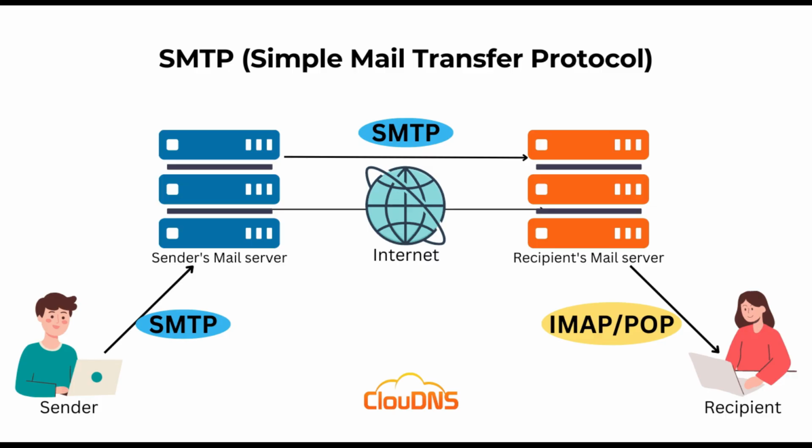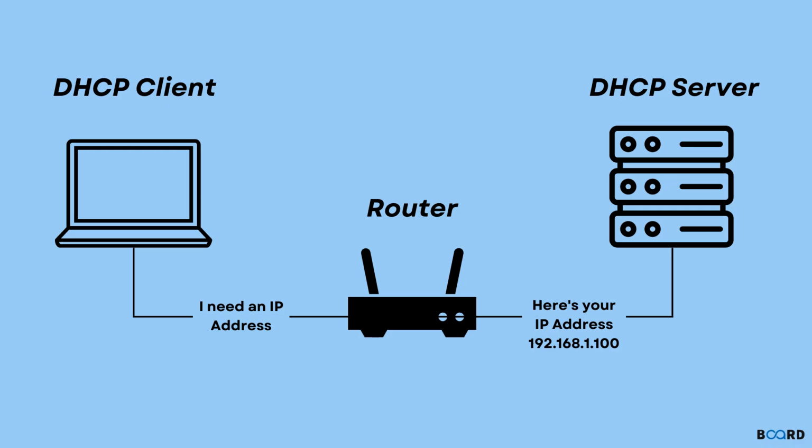DNS, domain name system, translates a domain name like google.com into an IP address like 123.45.67.89. UDP, user datagram protocol, is a connectionless protocol used by applications for speed over reliability, like streaming. SNMP, simple network management protocol, is a management protocol used to control networking operations. DHCP, dynamic host configuration protocol, automatically assigns IP addresses to devices on the network.